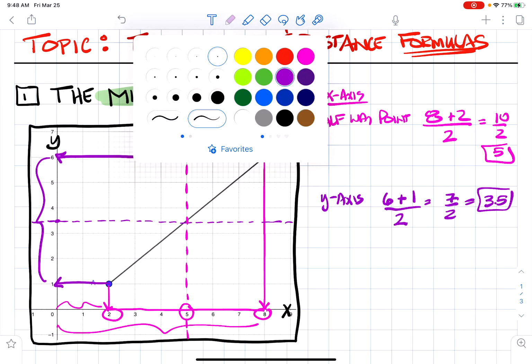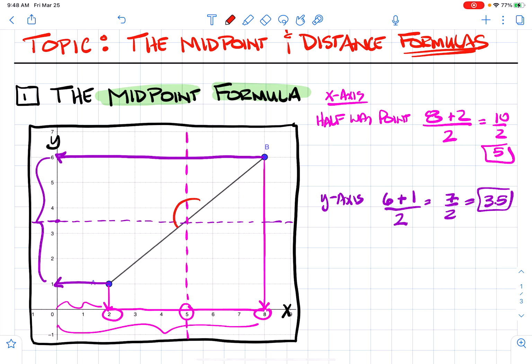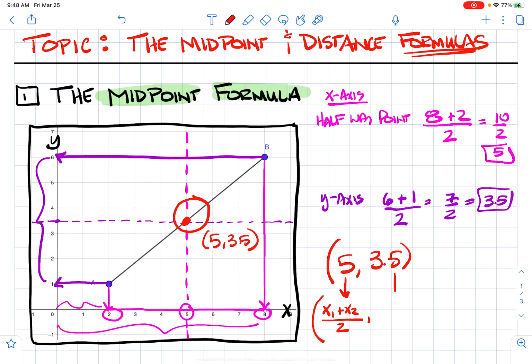So what do you notice? You should be noticing that these points are meeting at a certain location, and that location is 5, 3.5. So this location right here is 5, 3.5, and that is how we find the midpoint of any 2 points. So let's take a look at what we did. How did we come up with the 5? We came up with the 5 by adding our x's together, so x1 plus x2, and then taking the average of those. And then how did we come up with the 3.5? Well, we took our y's, y1 plus y2, and we took the average of those.